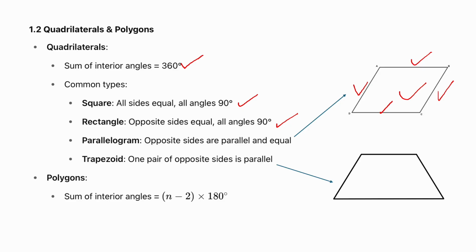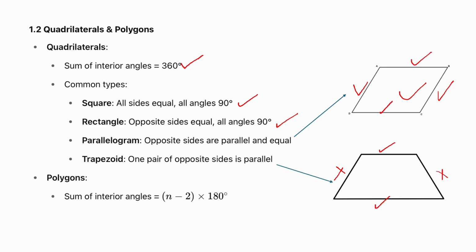And then comes a trapezoid, which has only one pair of opposite sides that are parallel. So, only one pair, which is shown here, is parallel, and the other pair, which is here, is not parallel. So, these are the four common quadrilaterals which many times in ACT tests they ask questions based on. Now, moving on to polygons.